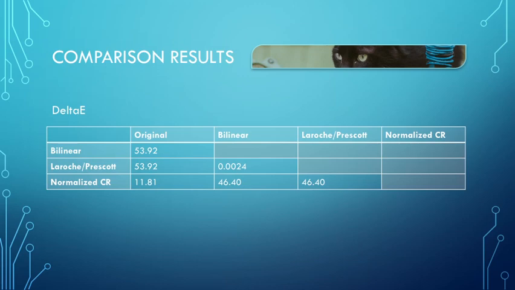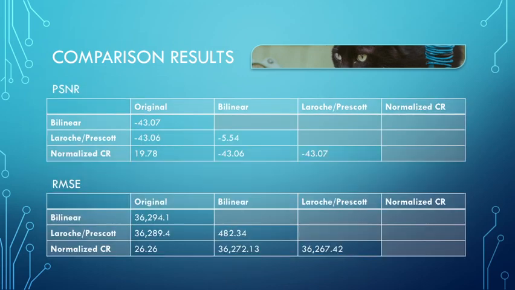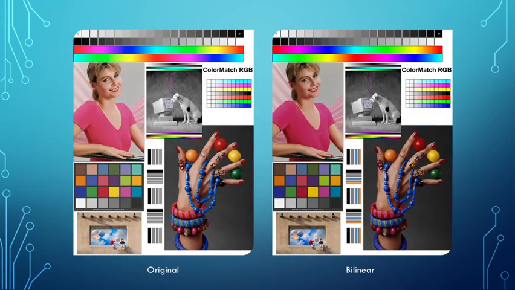And once again, the normalized color ratio model was the lowest delta E compared to the original, meaning that it was the closest in color reproduction. The results are consistent for the cat image for PSNR and RMSE, with bilinear and LaRoche being very similar to each other, and the normalized model being, at least mathematically, the most similar to the original, especially with RMSE. Those numbers are absolutely astoundingly different. Here's just a quick look at the overall original test image versus the bilinear results.